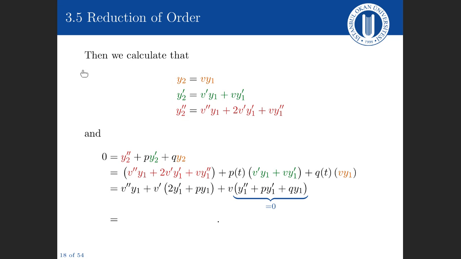We get v double prime y1 plus v prime 2y1 prime plus py1 plus v multiplied by this term. Look at this term closely: y1 double prime plus py1 prime plus qy1. We know that y1 solves the differential equation. We started by saying, if we know that y1 solves the differential equation, how can we find a second solution? Because y1 solves the differential equation, this final bracket must be equal to 0.